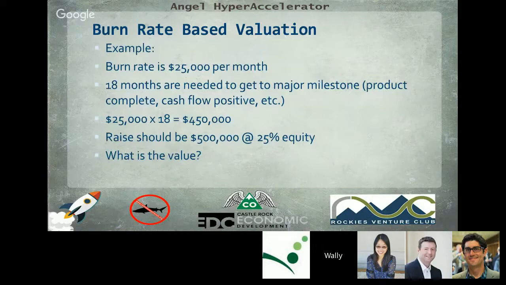So if you're burning 25 grand a month and you need 18 months to get to the next major milestone, and by the way, that's what you should be thinking about as you decide how much to raise: not buying runway, but buying milestones that will make you investable for Series A or for positive cash flow. So you figure out the total amount of cash you need, and in this case it's about $500,000. And if you have $500,000 invested at 25% equity, you can calculate the value. Next slide.